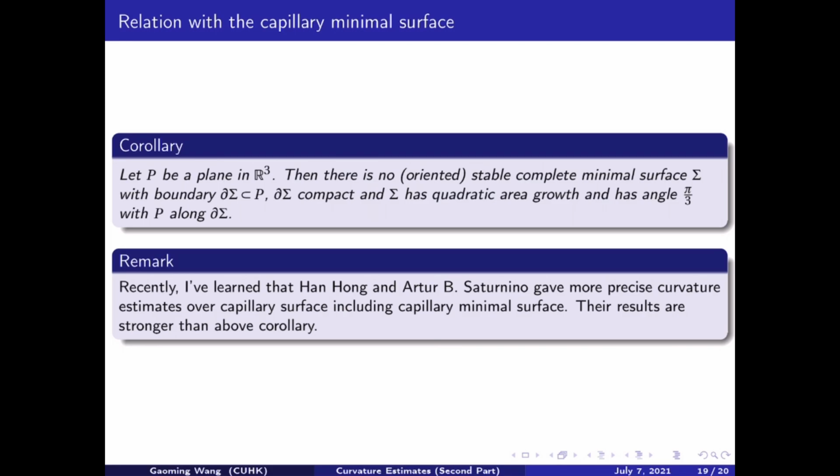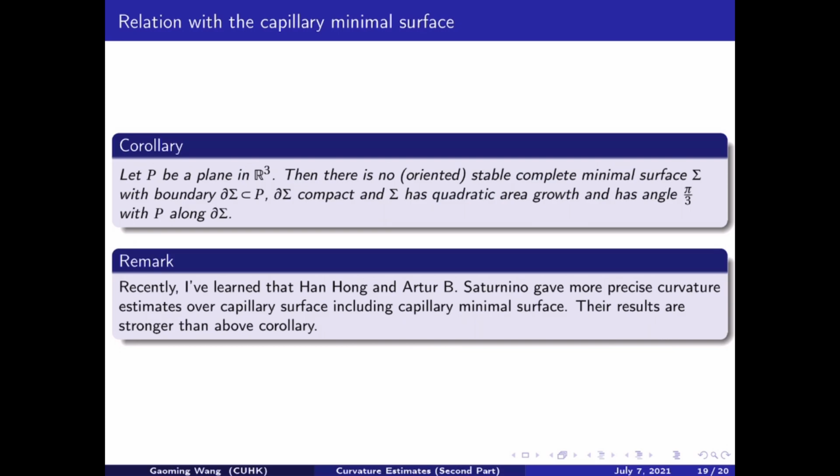If we define a suitable energy for this capillary minimal surface and define the stability for it, then we have this corollary. That is, you cannot find a suitable complete minimal surface whose boundary is in a plane and compact, and sigma has quadratic area growth and has a fixed angle pi over 3 with this plane.